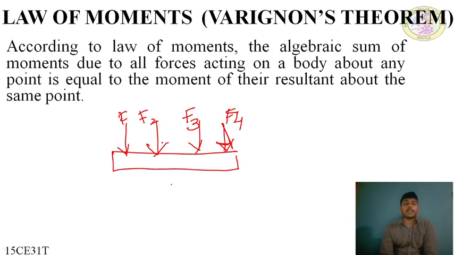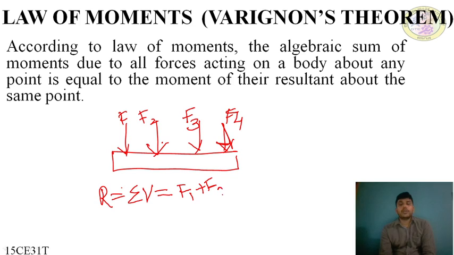If forces are acting on a body, they will create a resultant. How should we calculate the resultant? The resultant is also called sigma V, the sum of all vertical forces, F1 plus F2 plus F3 plus F4. The resultant force will act somewhere between A and B.